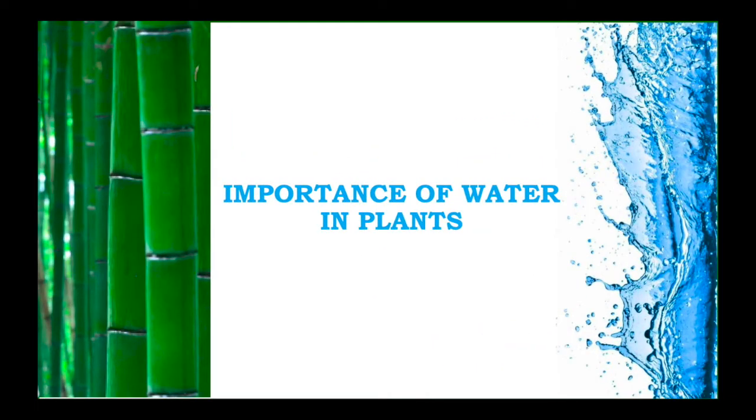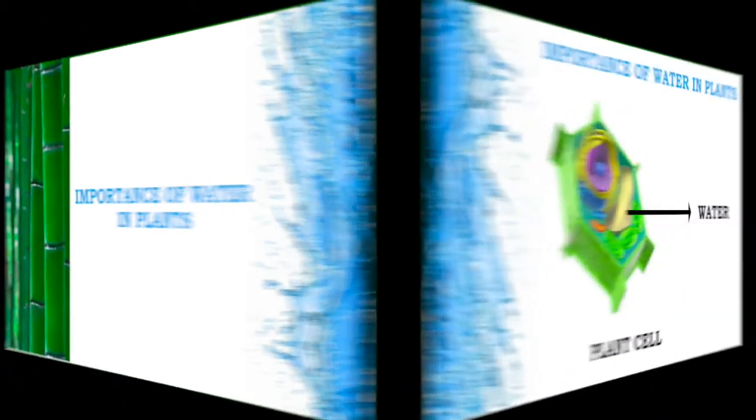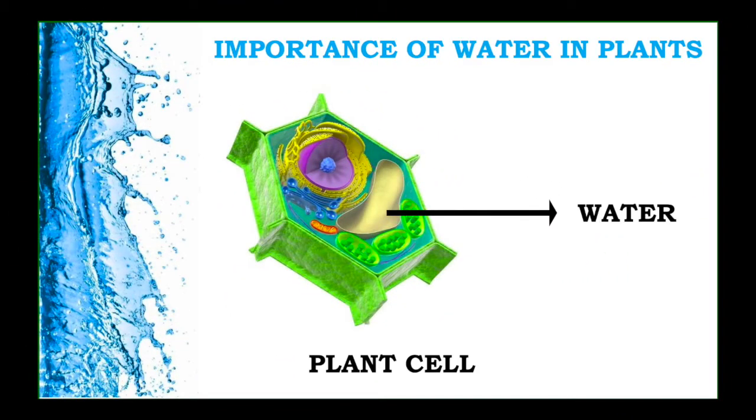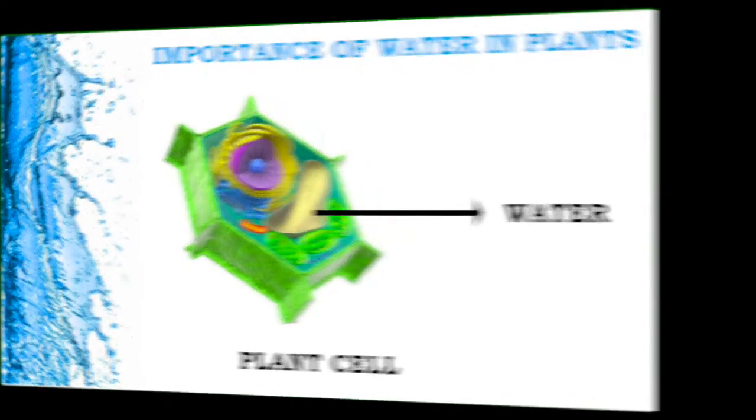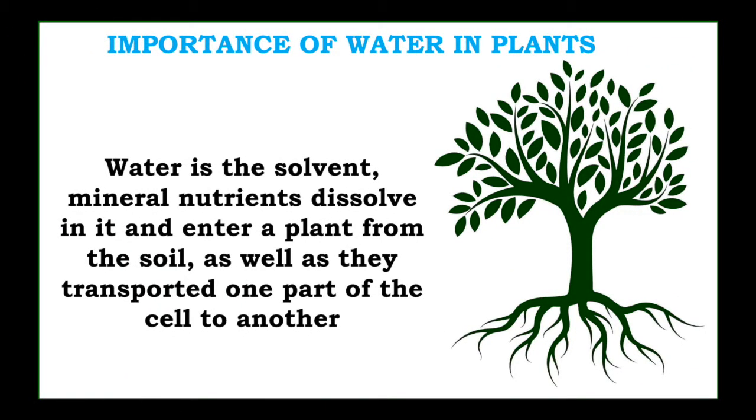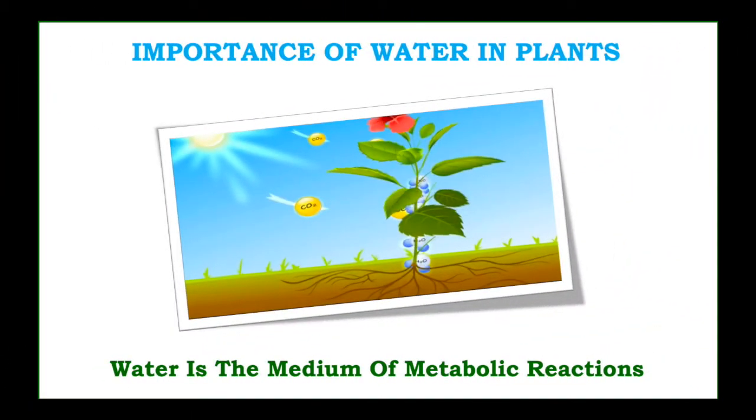So, the importance of water in plants. Water is a major constituent of protoplasm in cells. Water is the solvent. Mineral nutrients dissolve in it and enter a plant from the soil, and they are transported from one part of the cell to another. Water is a medium of metabolic reactions, and it participates in various reactions like hydrolysis, respiration, etc.